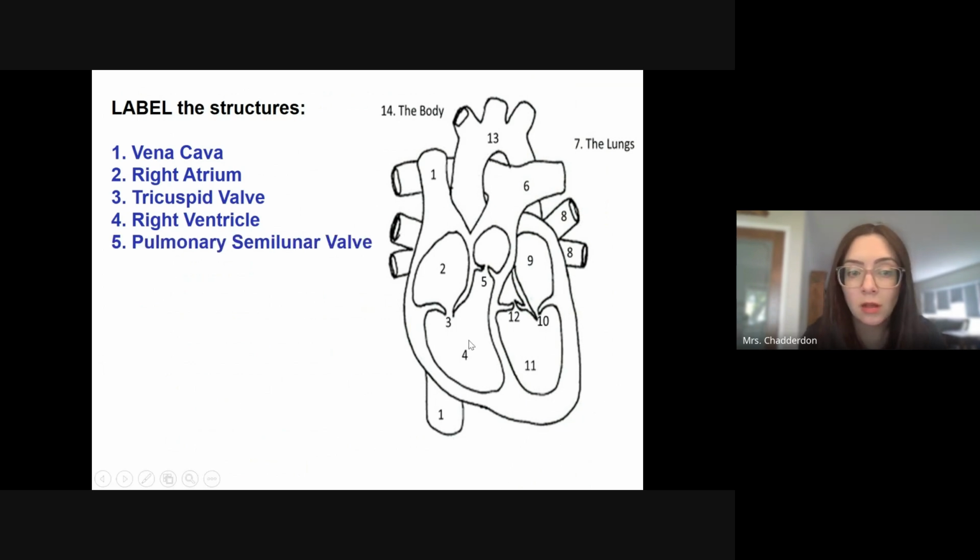Next, number 5 is the pulmonary semilunar valve. It's a long name, but it's a valve that pumps blood through here to the pulmonary artery.